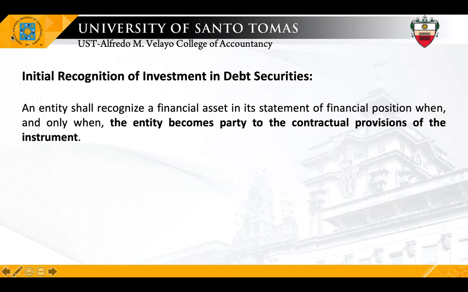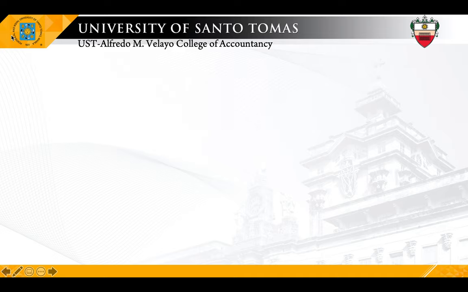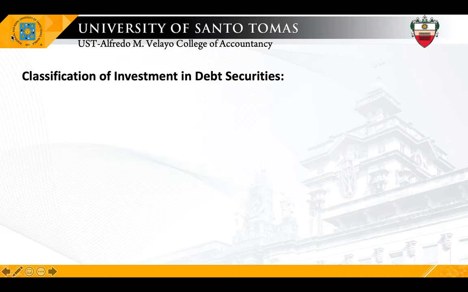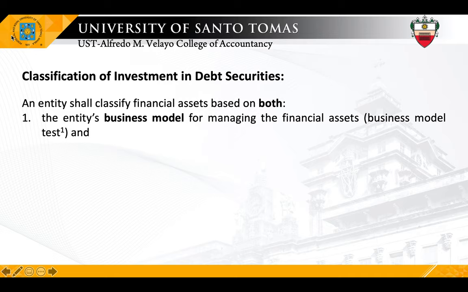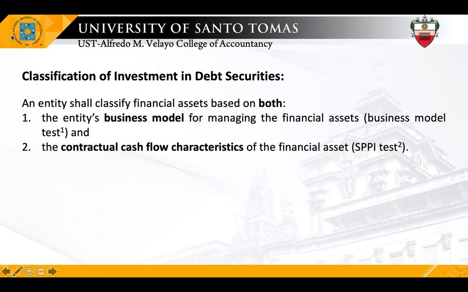Now, the most typical way to become a party to the contract or to the contractual provisions is to purchase an investment or to purchase a financial asset. Now, after recognizing the investment in the books, we classify them. So, an entity shall classify financial assets based on both, number one, the entity's business model for managing the financial assets, or what we call the business model test, and the contractual cash flow characteristics of the financial asset, or the SPPI test. SPPI means solely payment of principal and interest.